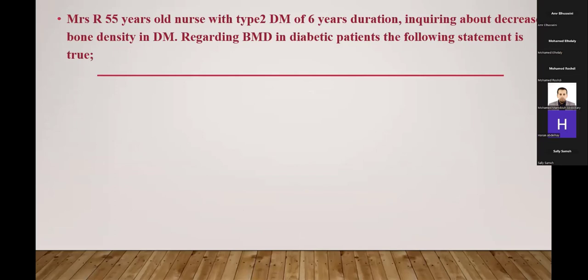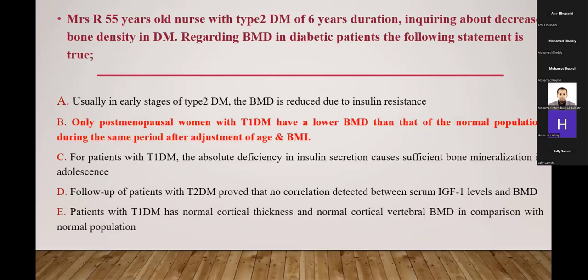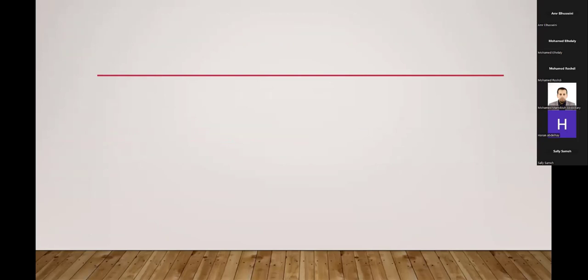My next question: Mrs. R, 55 years old, a nurse with type 2 diabetes of 6 years duration, is inquiring about decreased bone density in diabetes. Regarding bone mineral density in diabetic patients, which of the following statements is true? The answer is B. Only postmenopausal women with type 1 diabetes have a lower bone mineral density than that of the normal population of the same period after adjustment for age and BMI.